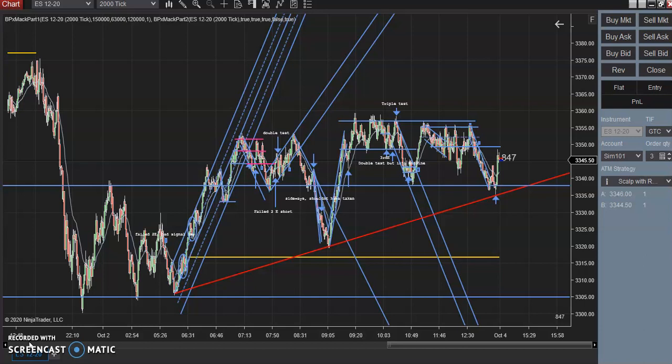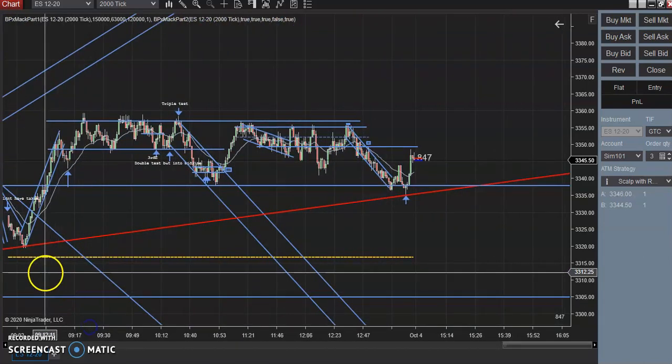Looks like today was a range day to me. I am a beginner, so I do welcome any feedback you have. I'm going to go through the trades that I saw and some areas that I marked that caught my eye. So let's start at the beginning.